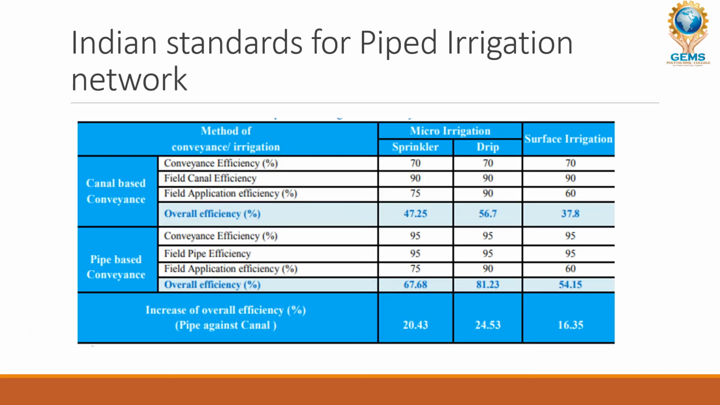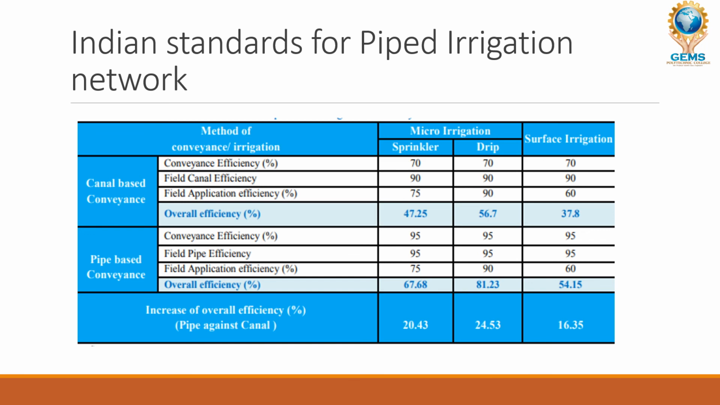Here you are seeing the standards prescribed by the Indian Standards for piped irrigation networks. First you can see the canal-based conveyance, and the second one is the pipe-based conveyance. The second one represents the field pipe efficiency, which means that you are going to supply through pipes, not through gravity flow. The conveyance efficiency should be 95 for sprinkler, 95 for drip, and 95 for surface irrigation. You all know about sprinkler, drip and surface irrigation, no? These are mainly done through this piped irrigation network. You should understand that clearly.